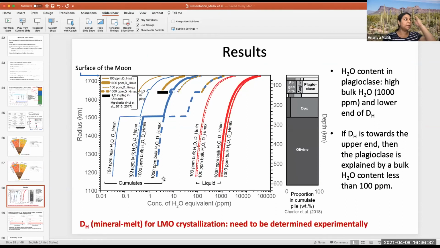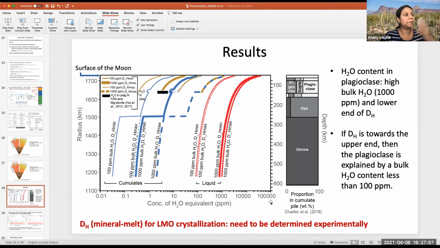Okay, so here is our main key result from this exercise. Here what Arkadeep has done is that he took this experimental study by Charlier et al., where they actually simulated experimentally what the crystallization of the magma ocean would be. So what Arkadeep did was he took the proportions of these different minerals and then calculated the densities of the phases using an equation of state to basically construct this mineral stratigraphy of what the crystallization sequence would look like.